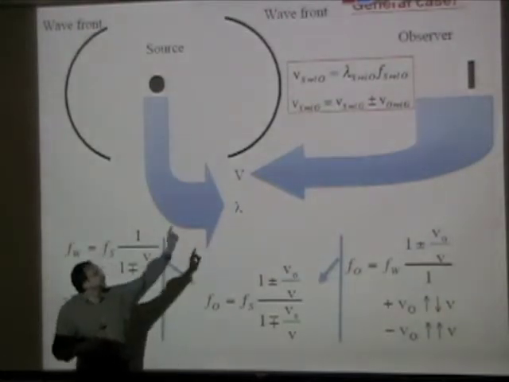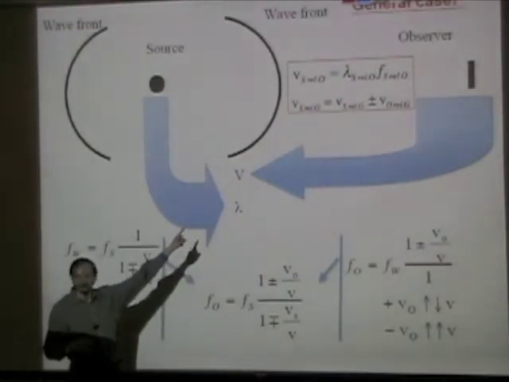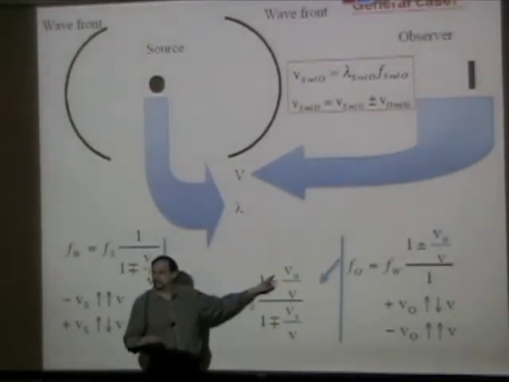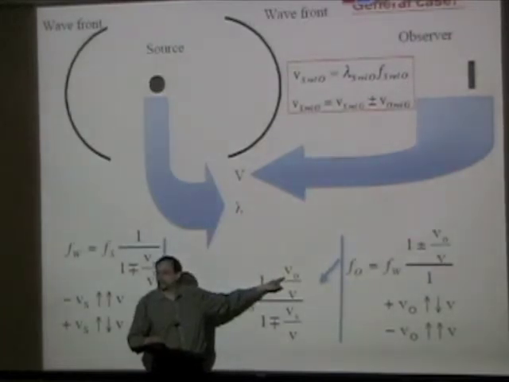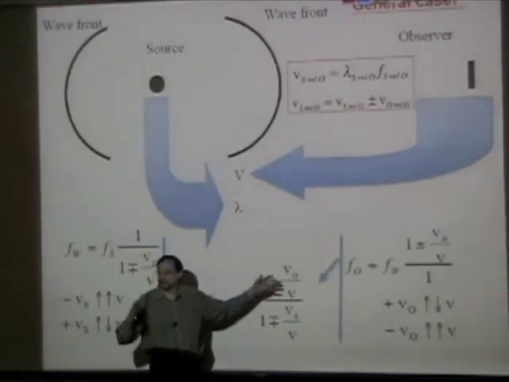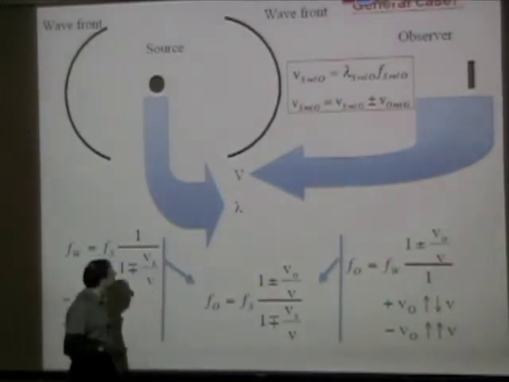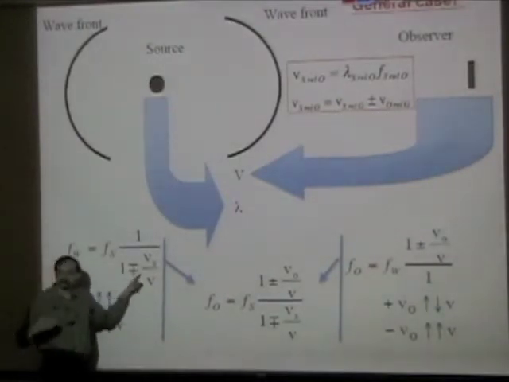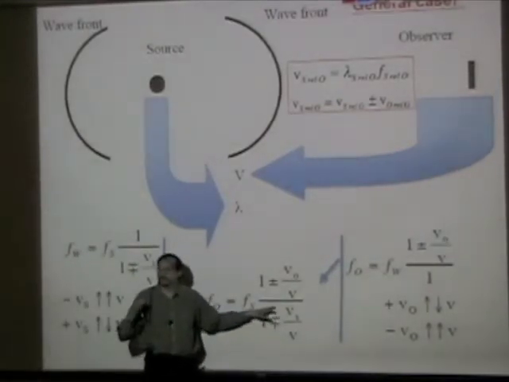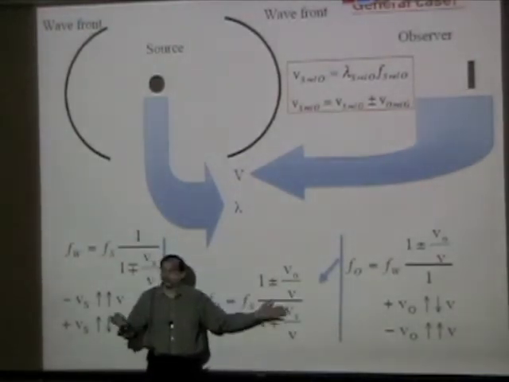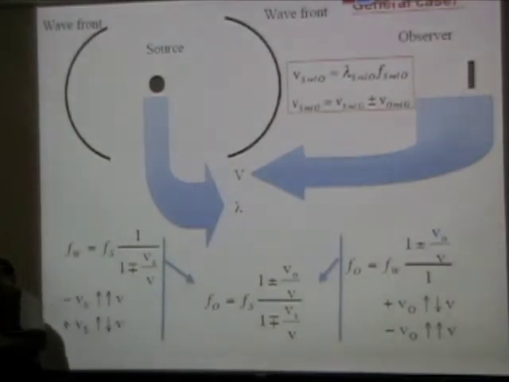Remember that the moving observer changes the relative velocity, and it reflects in a change in the numerator of this fraction. This is the speed of the observer relative to the ground. The top of the fraction relates to the observer, O. And here, the source changes the wavelength, and we reflect that change by changing the denominator of this fraction. So this is the speed of the source relative to the ground. V is the speed of the sound relative to the ground.